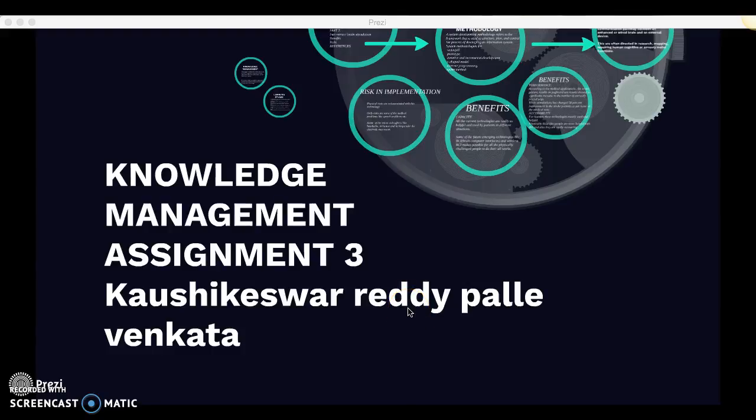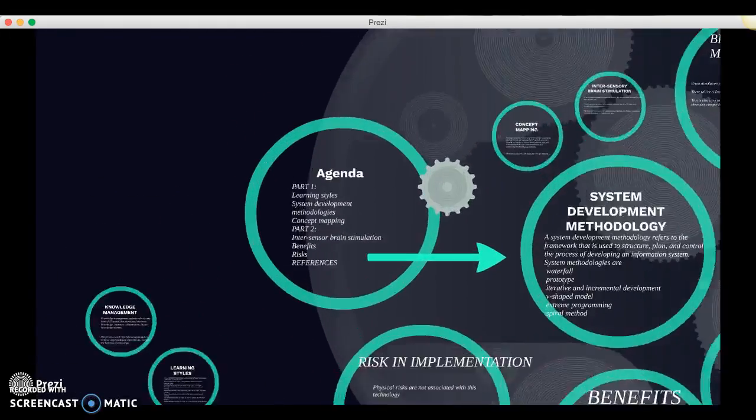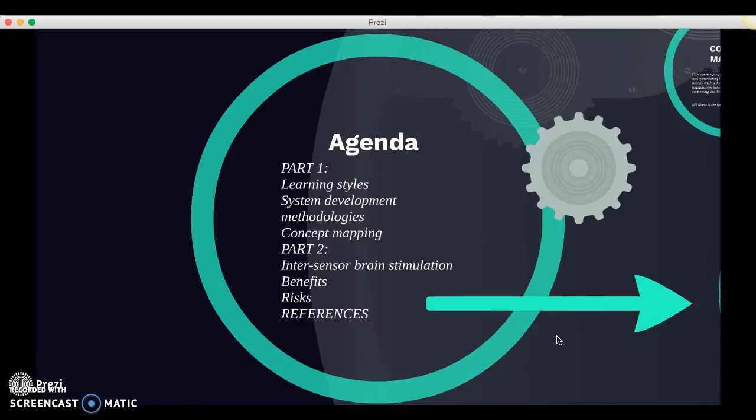Today I am going to explain knowledge management, which is assignment number 3. And here is my agenda. It is divided into two parts. Part 1: learning styles, system development methodologies, concept mapping. And part 2: intersensor brain stimulation, benefits, risks and references.